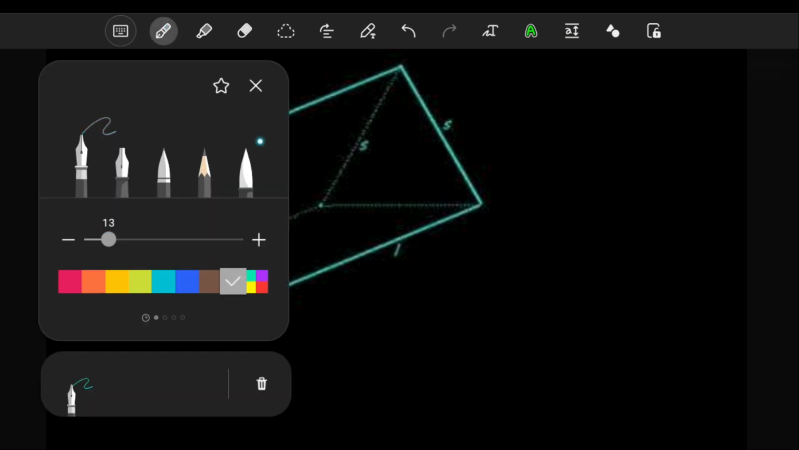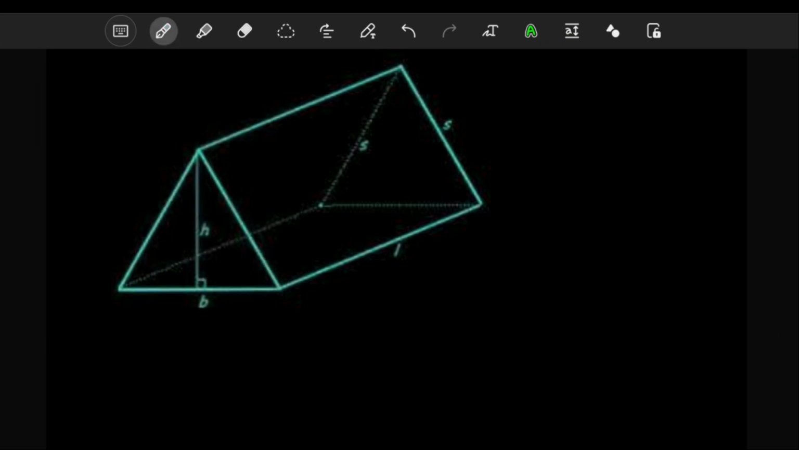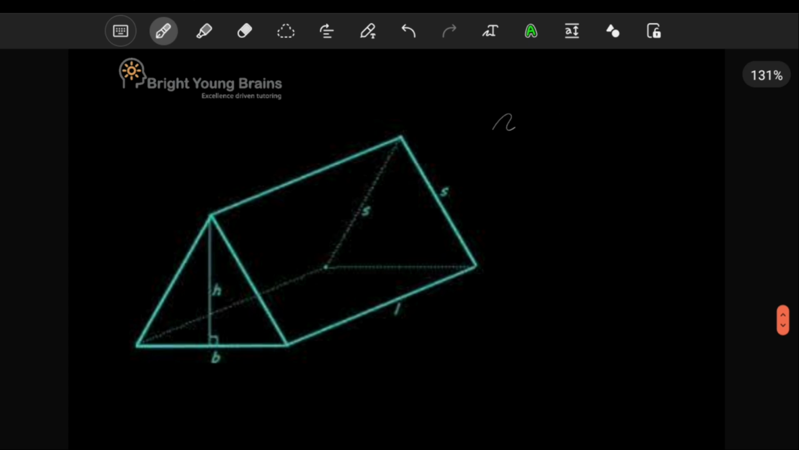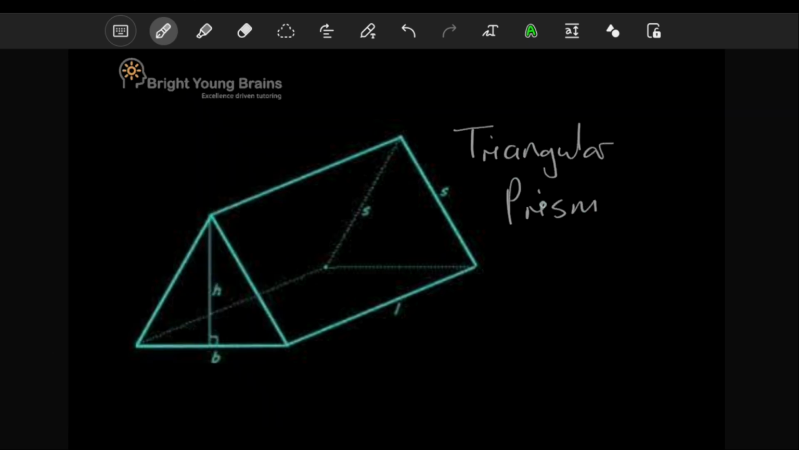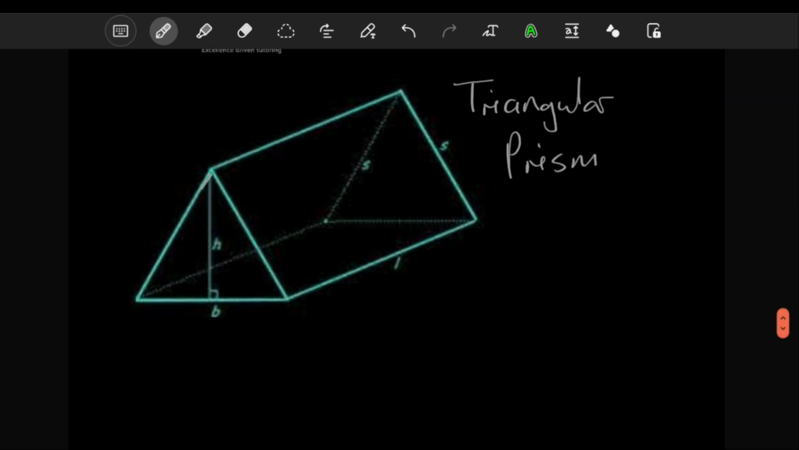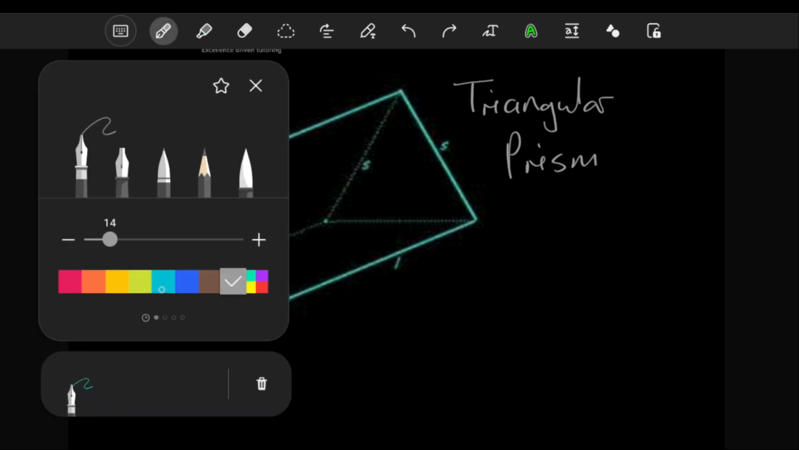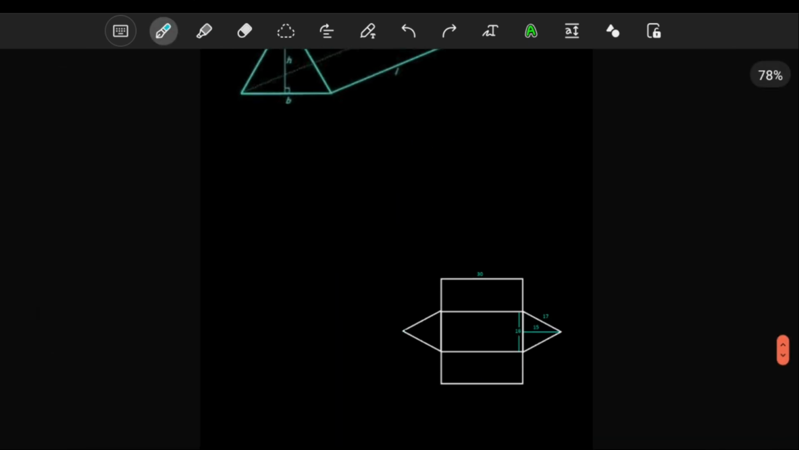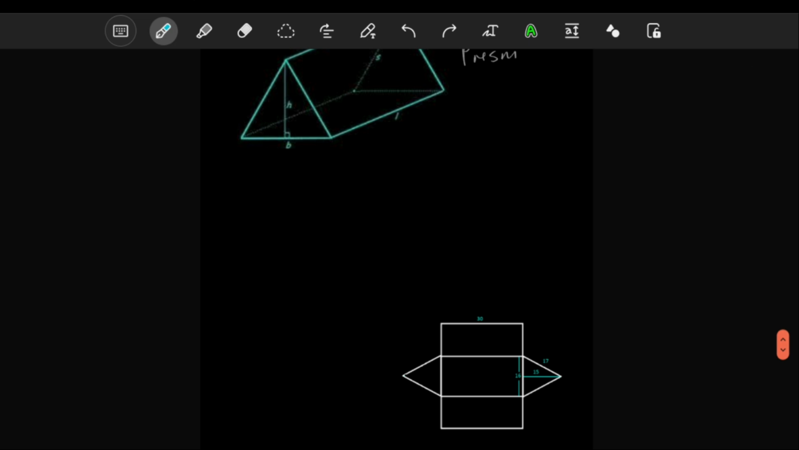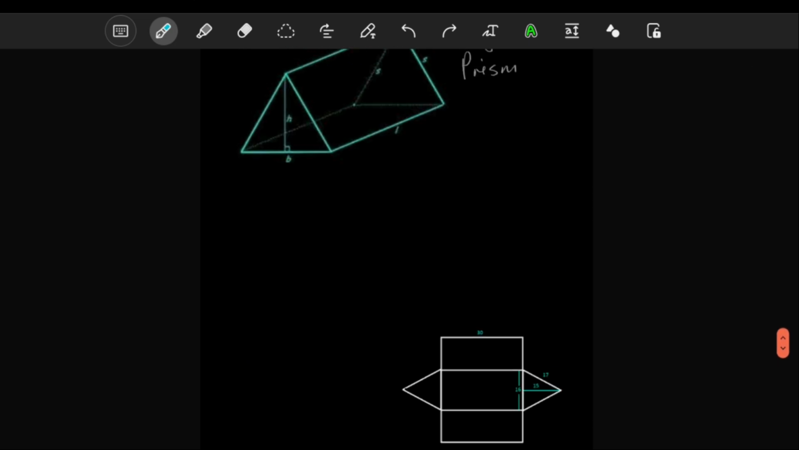Okay, what we have here is a triangular prism. Now, obviously, a triangular prism is a 3D shape, so you can be asked for things like surface area and all that. Down here, we have this triangular prism opened up so we can talk about it.